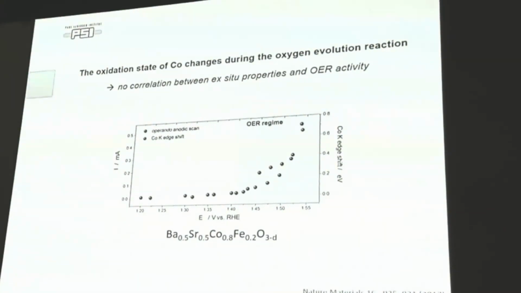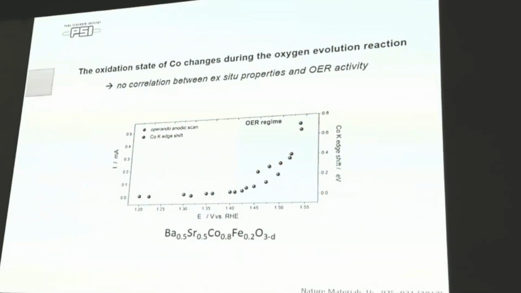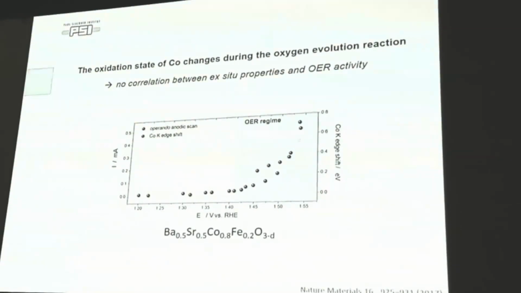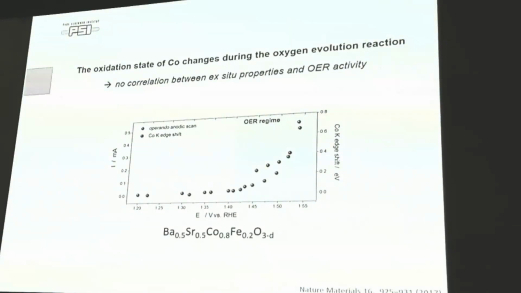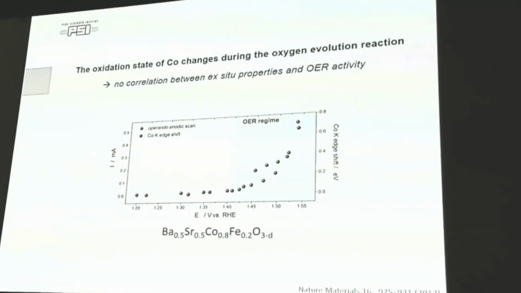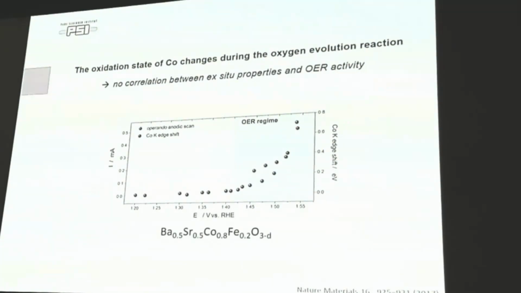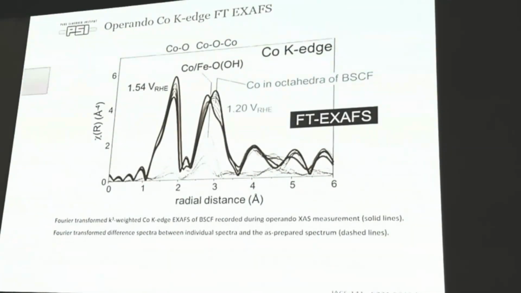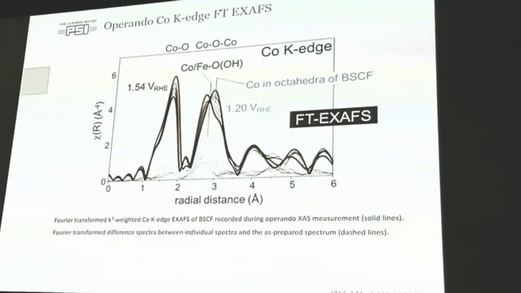And it's summarized here. Again, the anodic scan together with the shift in position of the action position. And basically what we learned is you really need to study operando conditions. So what is going on? For that, we need to look at the EXAFS part of the spectra.